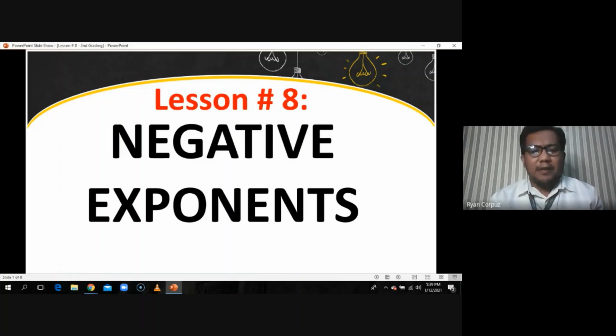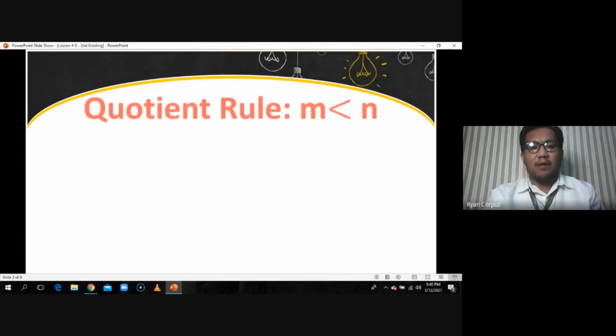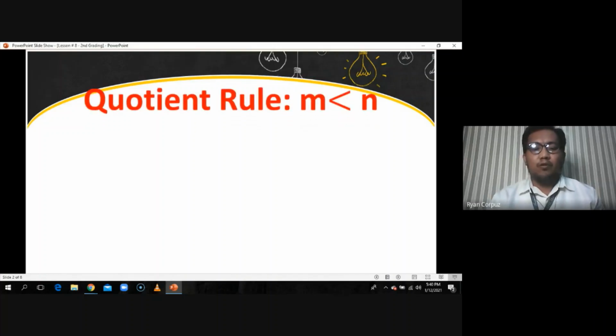So bakit nga ba tayo nagkakaroon ng negative exponents? Recall ulit natin yung quotient rule natin, kasi there are three conditions in the quotient rule. Yung una, if m is greater than n. The second one is if m is equal to n. That's why nagre-result tayo ng zero exponent. And the third one is the quotient rule where m is less than n.